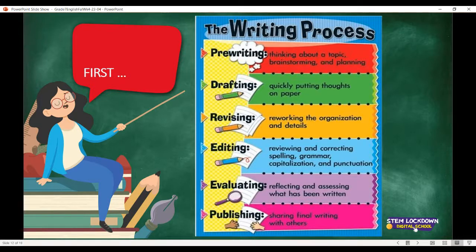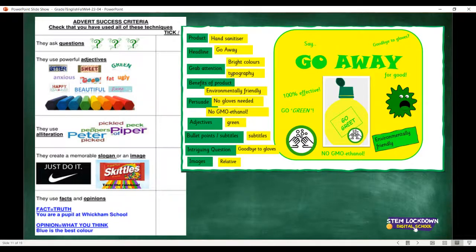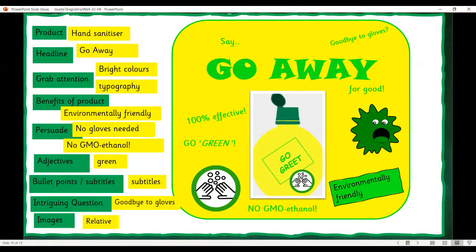Are you happy with this? Are you happy with the spelling? Are you happy with the punctuation? Are you happy with what is in capital and what isn't? Evaluate, you reflect about what you've written. Could you have added something? Could you have left something out? For example, look at my ad. Is there anything, grade sevens, that you would suggest that I can add to improve this advert? Is there anything you suggest that I can leave out?